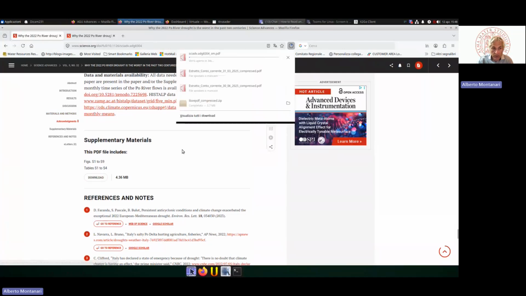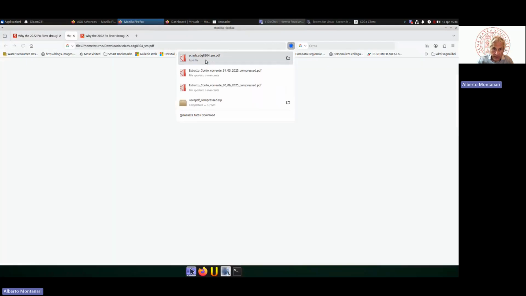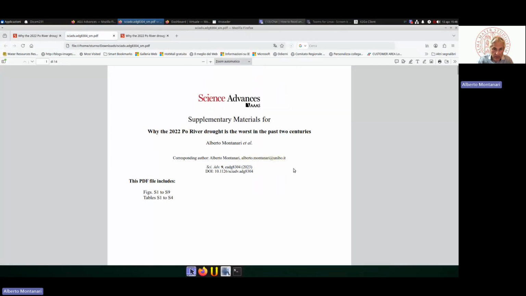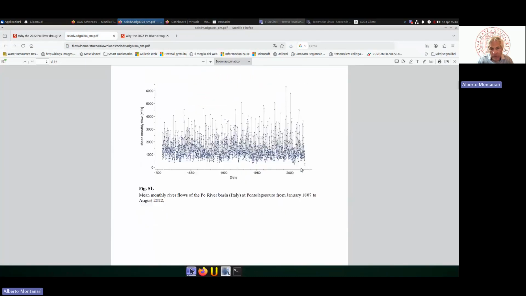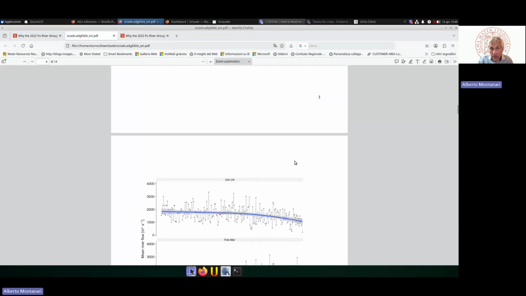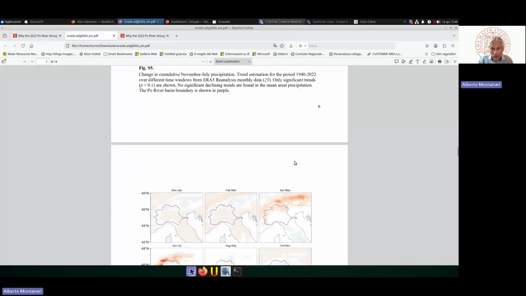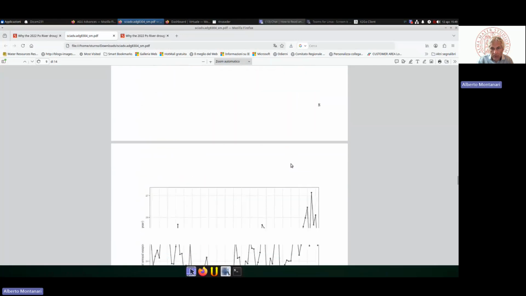Let's try to download it, if it works. And you see that it's quite a long download. And then here we see the supplementary material. And basically they are figures, figures that are referenced in the text. So in the text, we made reference to these figures, which provide additional details. As you see, additional figures.